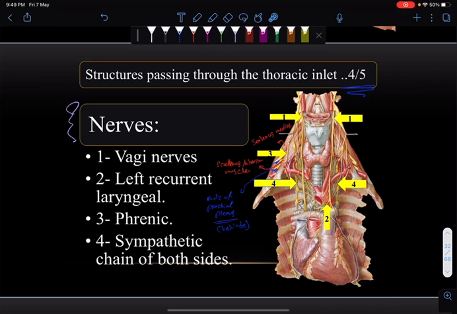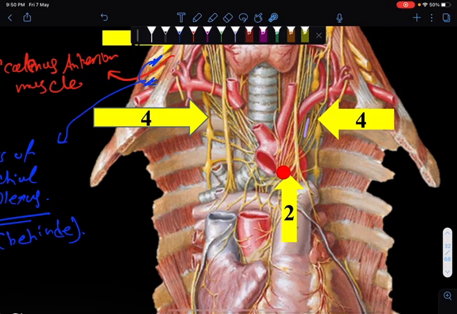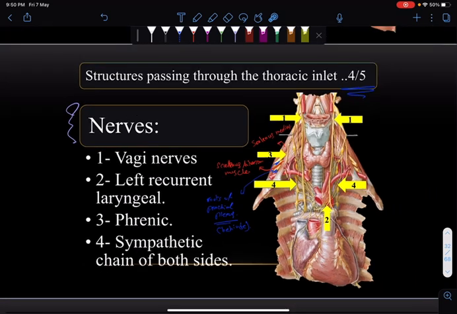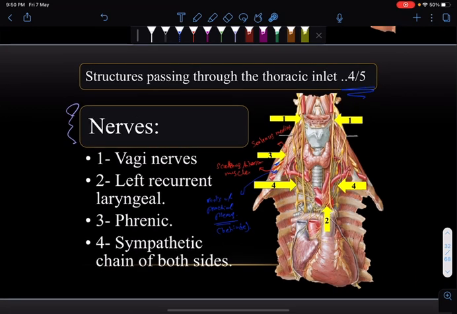Part 4 اللي هو nerves are passing there. عندك vagus nerves passing downward. عندك left recurrent laryngeal هي هنا، زي لو تلاحظوا انه راجع لورا so it's recurrent. Okay. Phrenic and sympathetic. نسميها on both sides sympathetic chains and the recurrent laryngeal, phrenic and the vagus nerves.